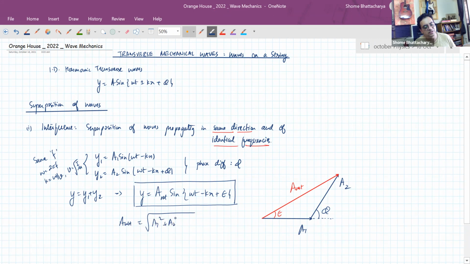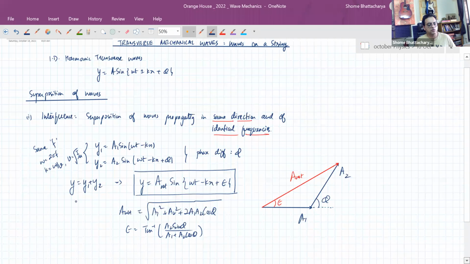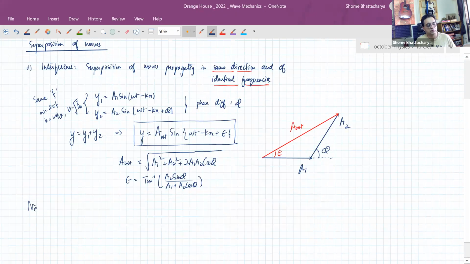Now we'll see certain special cases of this today before we move on to the next thing in superposition, which is standing waves. This and a couple of applications of this were what we discussed in the last lecture. Now we will see two important special cases of interference.